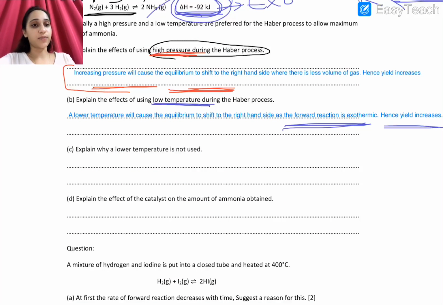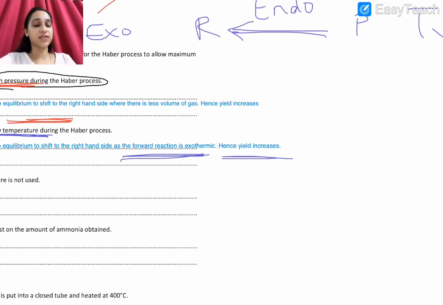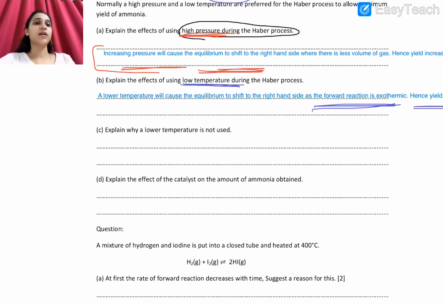Explain why lower temperature is not used. Low temperature will increase yield, but it's going to cause the rate of reaction to be really low. Because it's an industrial process, you want the product to be produced fairly quickly and in large amounts. Yield is the amount that you get, rate is how fast you get it. So if you use a temperature that is too low, we're going to end up with a rate that is really slow.